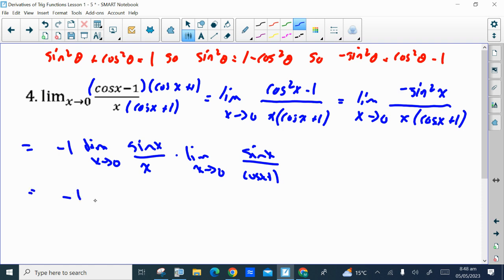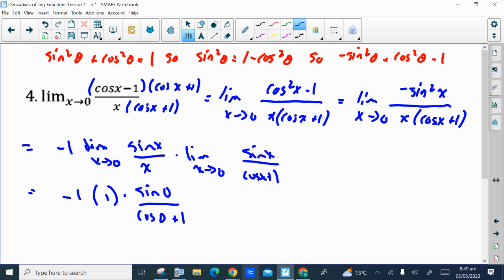So I've got negative 1. That second factor, the limit as x approaches 0 of sine x over x, is 1. And the third factor, we can actually evaluate. We can let x equal 0 to evaluate that, because 0 is not a non-permissive value. So it'll be times the sine of 0 over the cos of 0 plus 1.